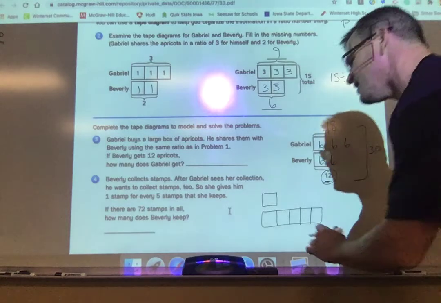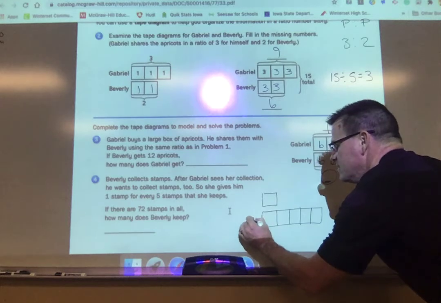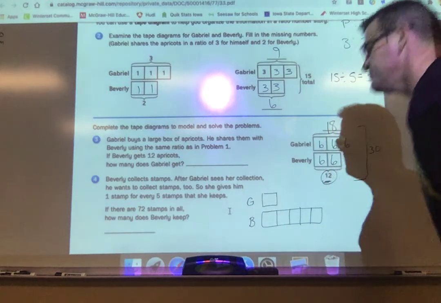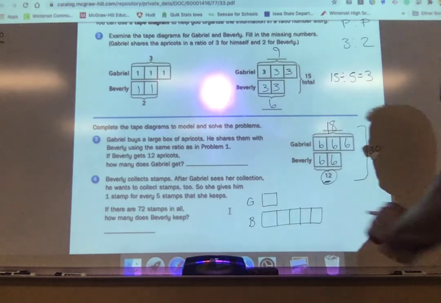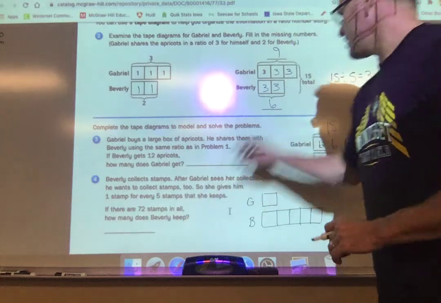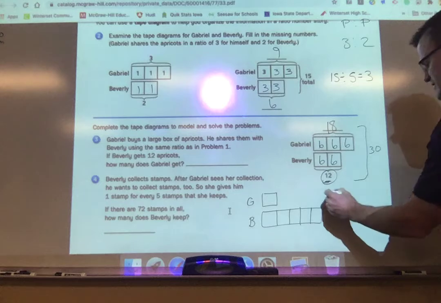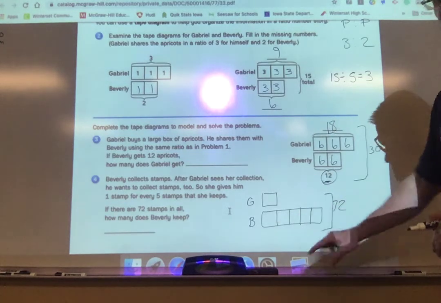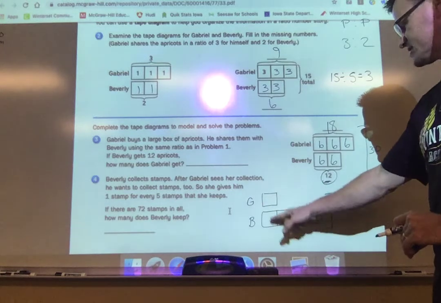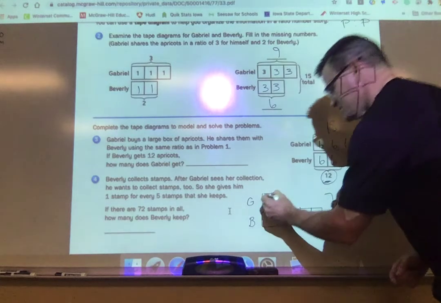In this case, she gives 1 stamp for every 5 that she keeps, so she's going to keep 5, which would be Beverly. And this would be Gabriel. Important to keep those labeled so you know who's who. And in this case, they don't tell us what one of them gets. They tell us the total, kind of like this example up here. So if there are 72 stamps in all, we know we've got the total of 72 stamps, and we can divide that up by all these boxes because they have to have the same number in them. So there's 6 total boxes if I add them up. So if I take 72 divided by 6, you're going to get 12. Okay, so that means every box gets 12.